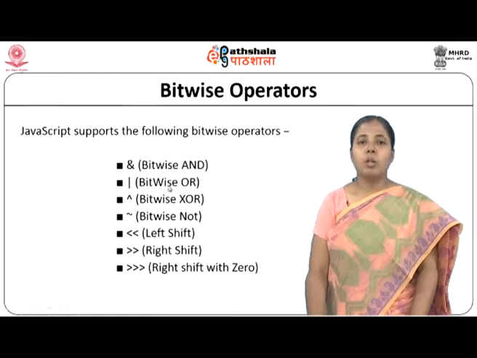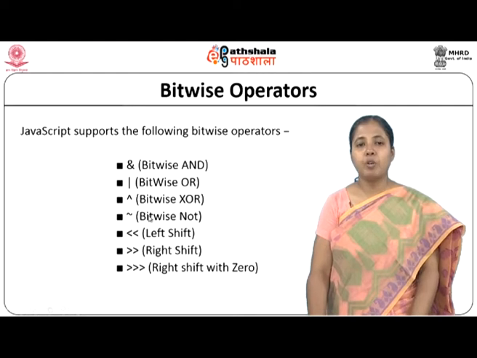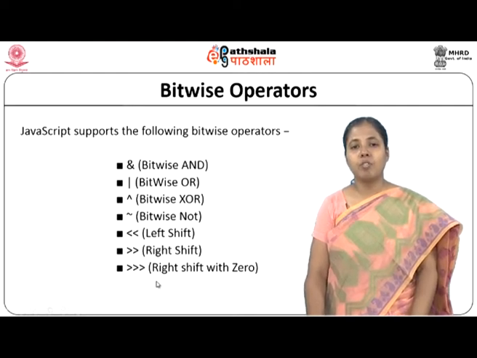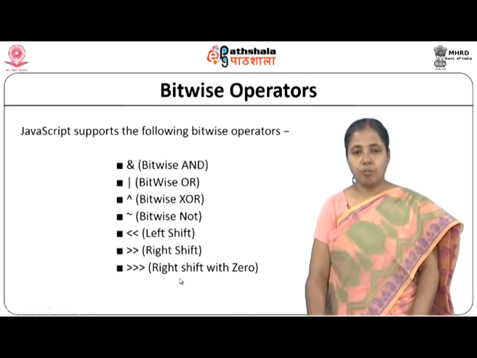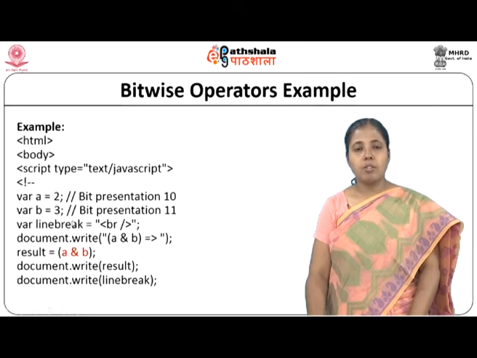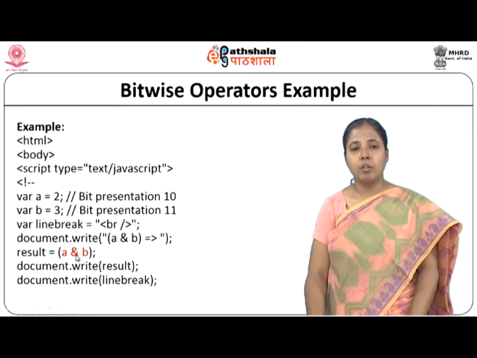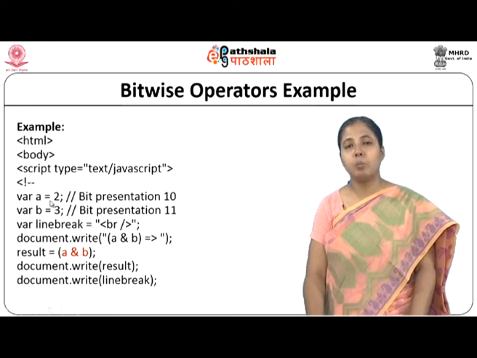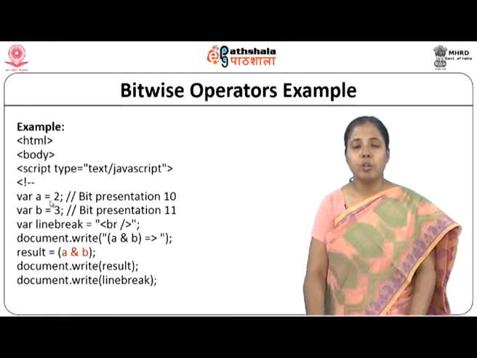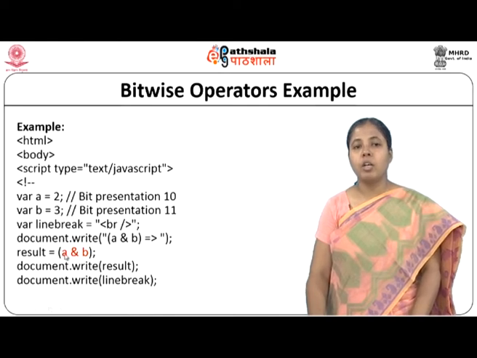And now, the bitwise operators supported in JavaScript are bitwise AND, bitwise OR, XOR, NOT, left shift, right shift, and right shift with zero fill. So, this is a simple example to check it. Here you can see that it takes the bit representation of A and B. When the variables are used with bit operators, it makes use of the bit representation of the corresponding variables.